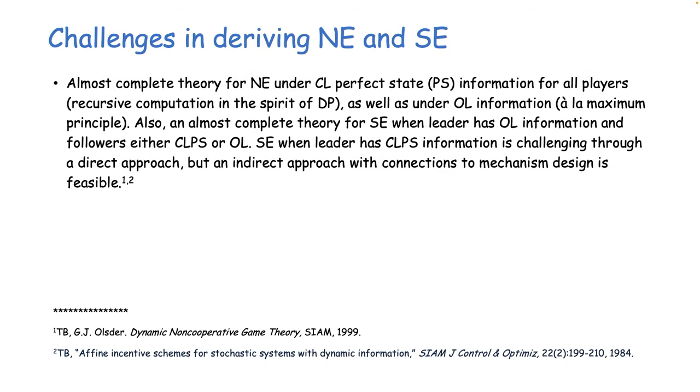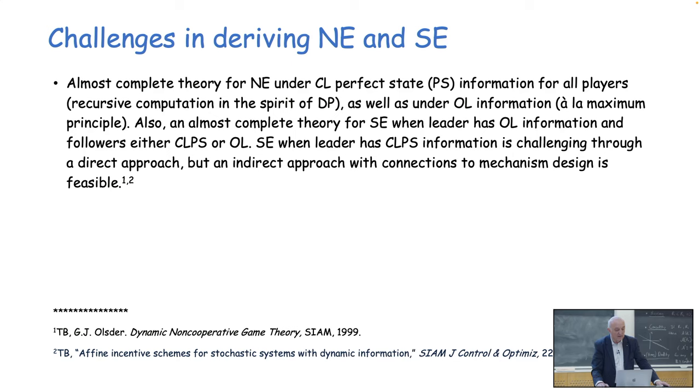So, what are the challenges in deriving Nash equilibrium and Stackelberg equilibrium? We have an almost complete theory for Nash equilibrium when there is closed-loop information. That is, the players share all their state information, the perfect state information for all players. And there is a recursive computation in the spirit of dynamic programming. And also under open loop information, you can use the maximum principle and still obtain at least necessary and sufficient conditions in some cases for existence of Nash equilibria.